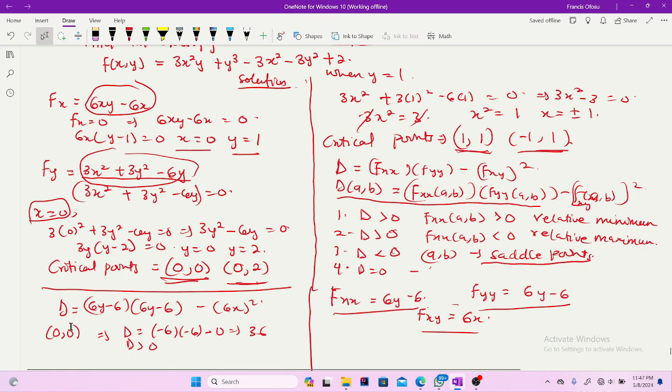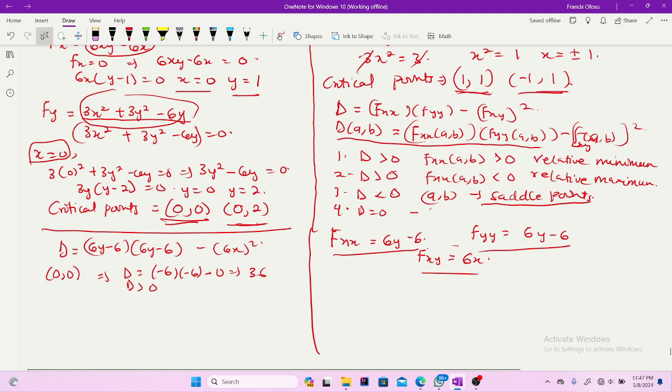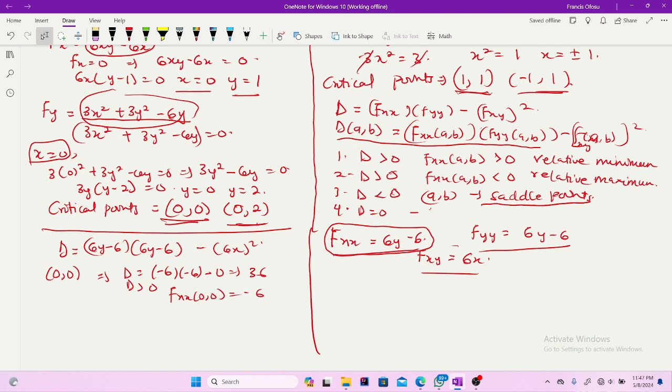Now, what are we left with? The next thing to do is to check your fxx. It's very necessary. So we put our critical point in the fxx, which is 6y minus 6. When y is 0, I get negative 6. So my fxx at the point (0, 0) is equal to negative 6, and that is less than 0. So the condition said when our d is greater than 0 and our fxx at (a, b) is less than 0, it is a relative maximum. So therefore, the critical point (0, 0) is a relative maximum.